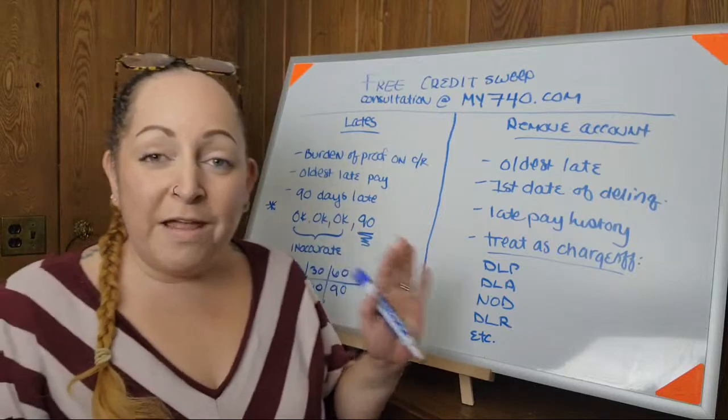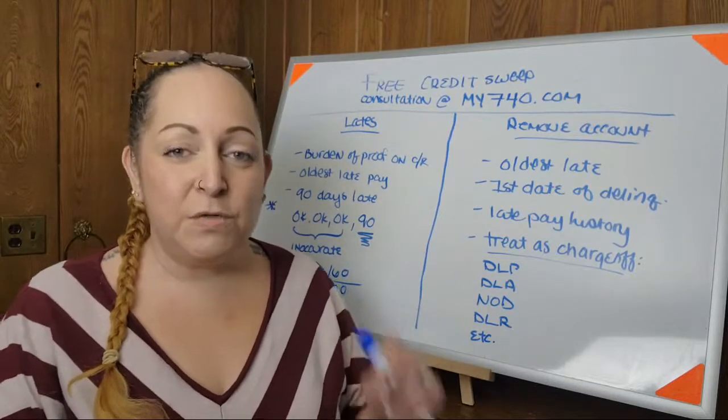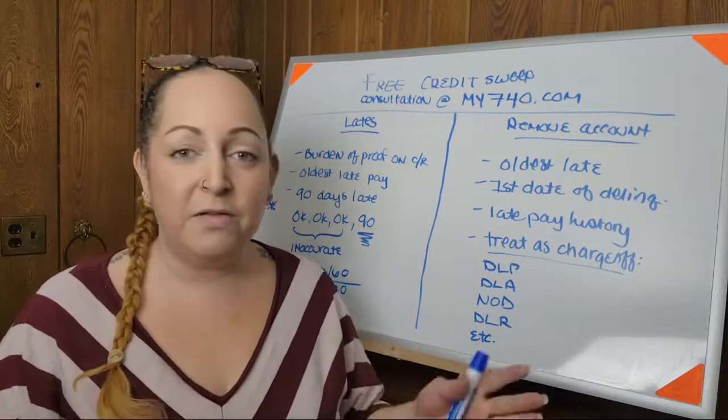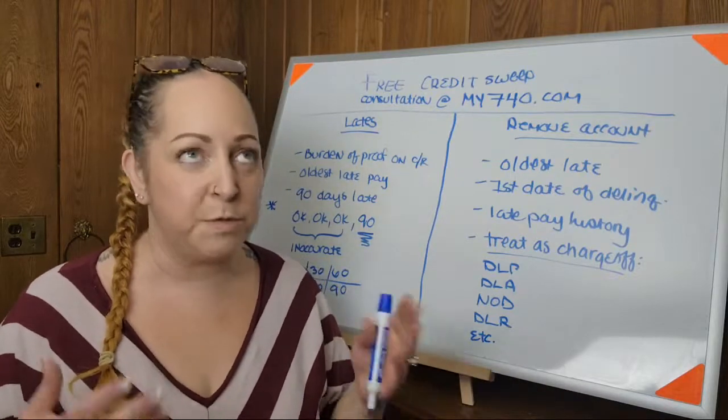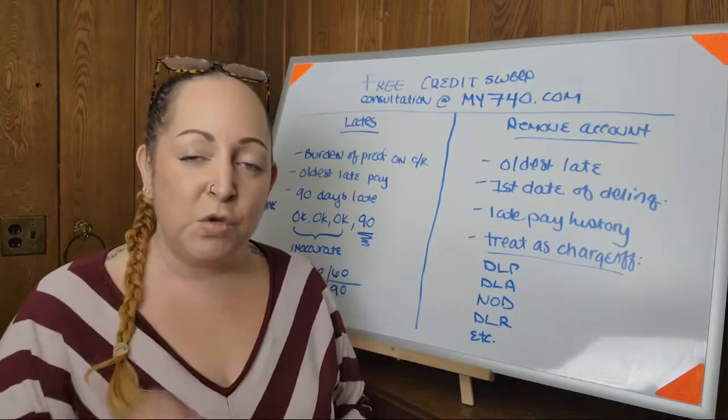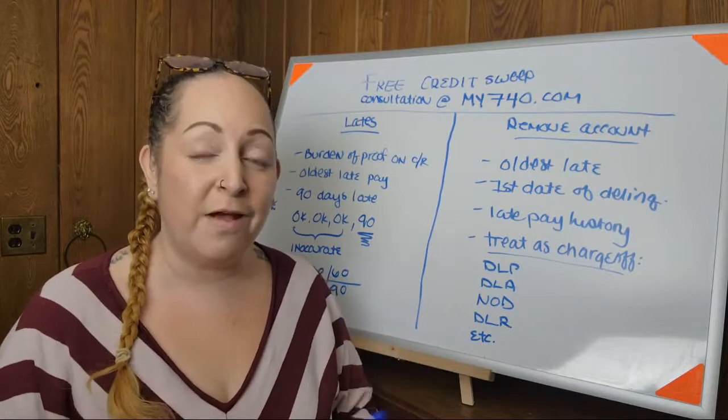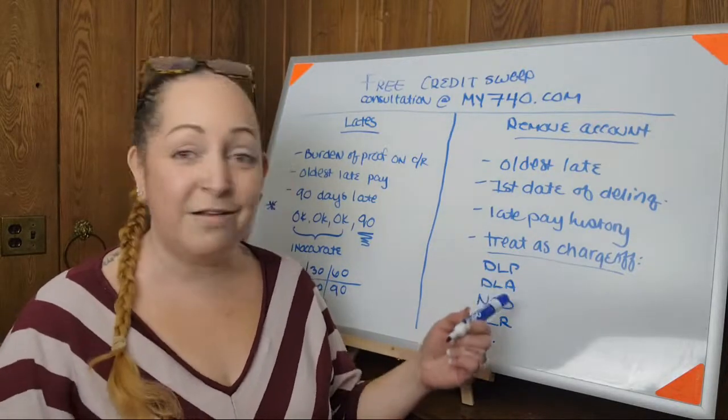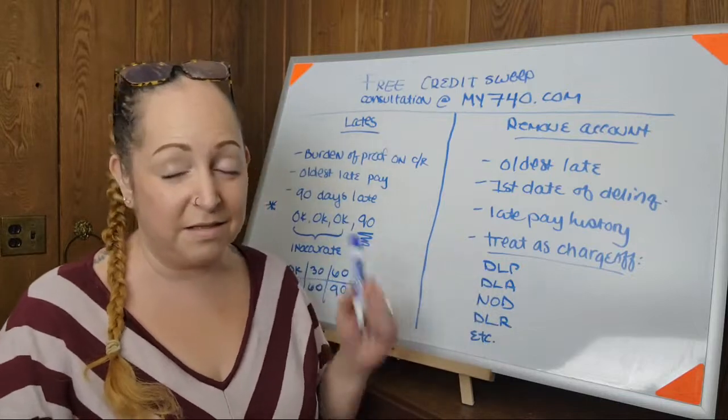So the way that you're going to remove the late payments on a student loan, okay, and I'm talking about Nelnet, Sallie Mae, Navient, specifically Navient, not U.S. Department of Education. Those actually come over as collections, and those are handled like this, not like this, okay?